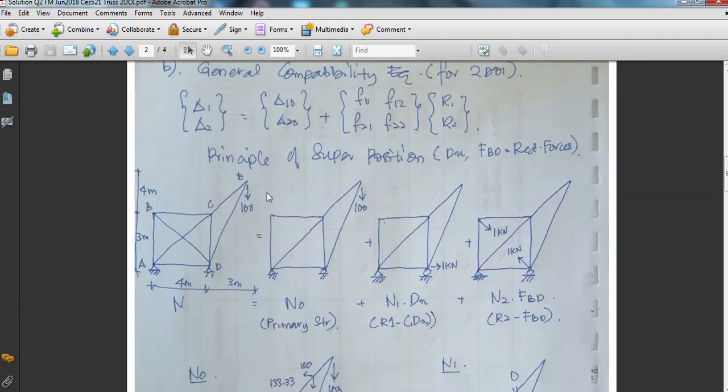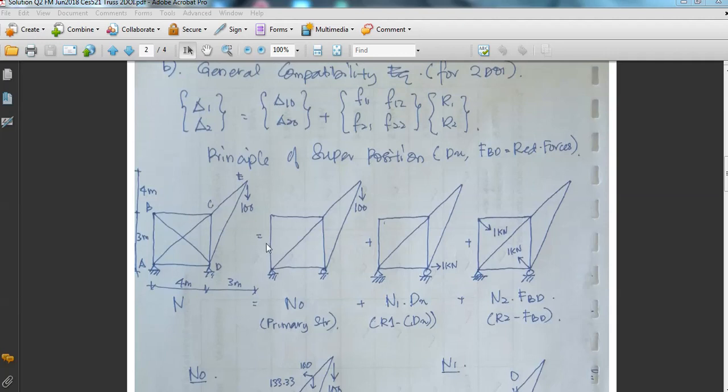Next, we will sketch the principle of superposition when we choose DX and FBD as our redundant force. When you choose DX and FBD as your redundant force, it means you must remove DX and force BD from your actual structure. This is your actual structure.